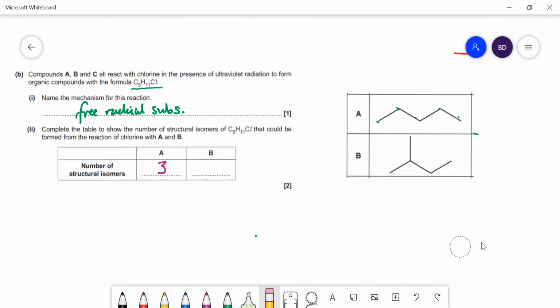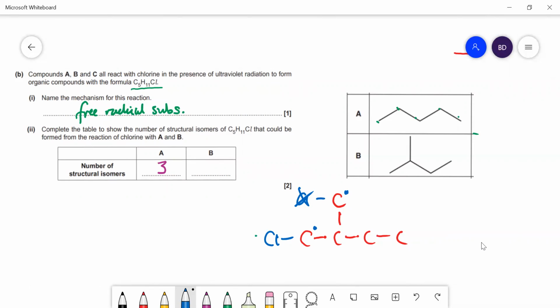Right. So with B, we have got 4 carbons in a row like that, with a branch coming off there. Now, if you look at these 2 carbons here, these are exactly the same as each other. So if you put a chlorine on either one of those, it's the same thing. So that's just one isomer. So that one there is the same, so I'll cross that out.